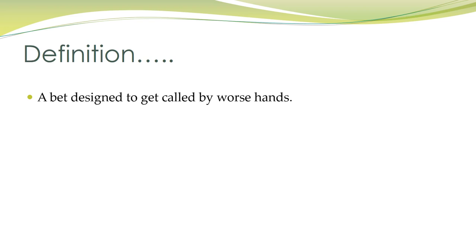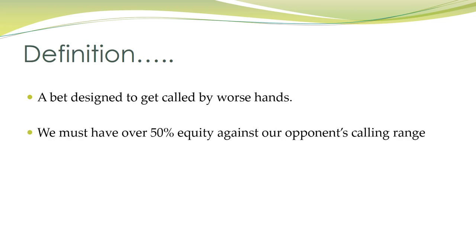However, there are some formulas associated with this which must be taken into account. It's not simply the case that we can expect to sometimes get called by worse hands, and that's a good enough reason to value bet. The key concept here is that we must have over 50% equity against our opponent's calling range. And that's just the basic version of the formula, because there are scenarios where we might have over 50% equity against our opponent's calling range, but it still ends up being a non-profitable value bet. This would be in a scenario where perhaps our opponent raises aggressively.